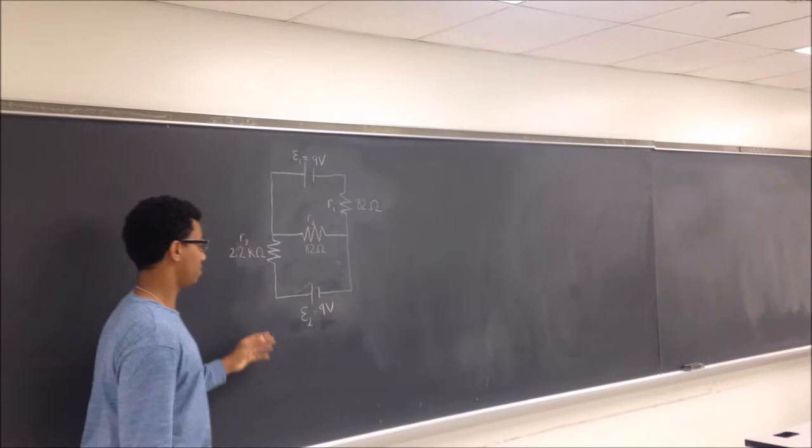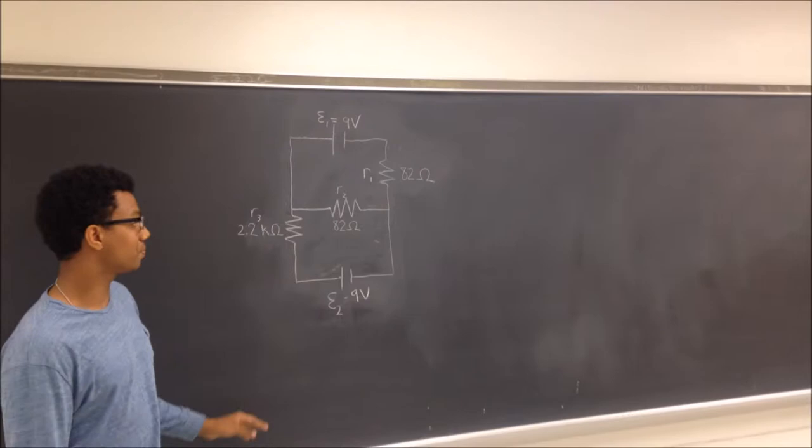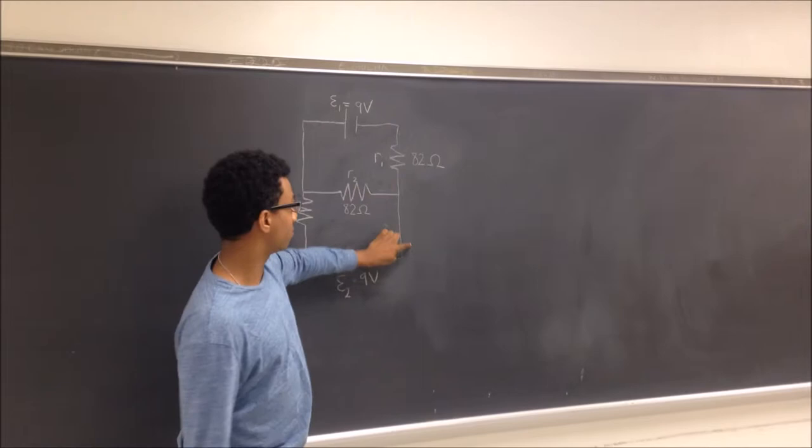First rule is the loop rule, which states that any voltage going in would be equal, or the voltage going out would be equal to zero. The second rule is the junction rule, which states that a current going from here to here, or from here to here, would be equal to the total current which would come out over here.